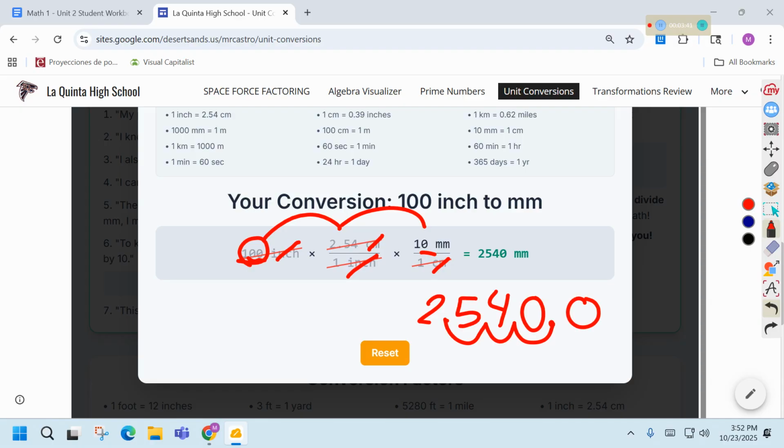2540.0, right? Because the decimal point moved 3 times from there to there. So this does not always have to be done by calculator. Sometimes you guys should be able to see the patterns right there. So this is how this works, okay?